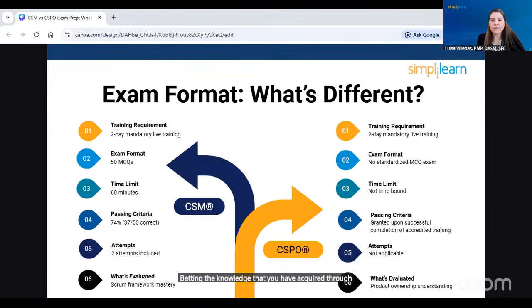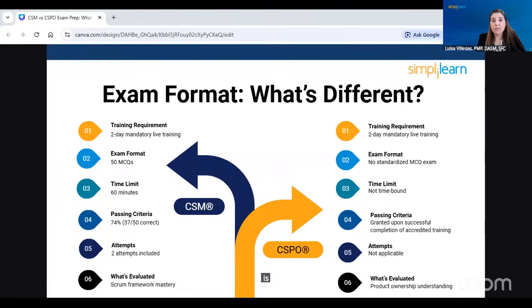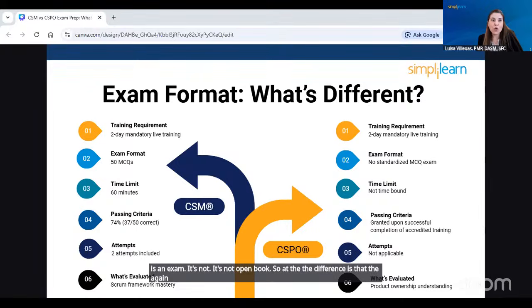Right. Thank you for clearly differentiating both. And I think we got one question about the CSM exam, if it is an open book exam. That was the question. It is an exam. It's not open book. So the difference is that for the CSPO, there is no exam.